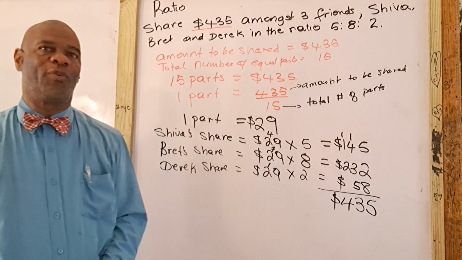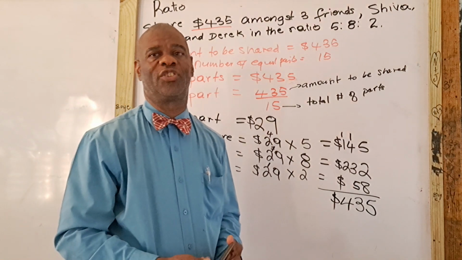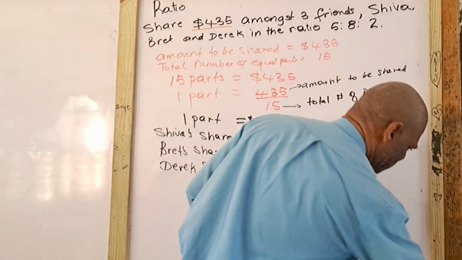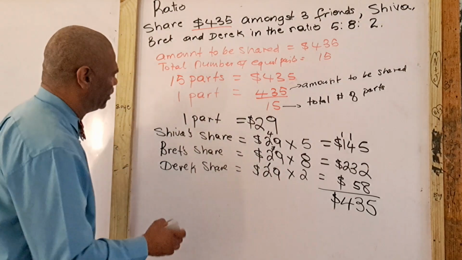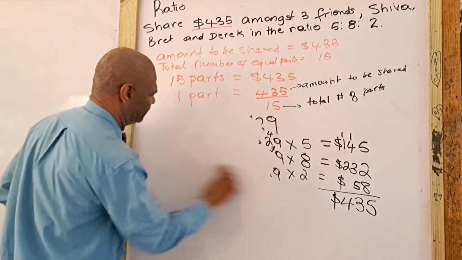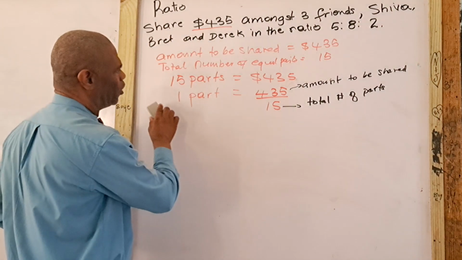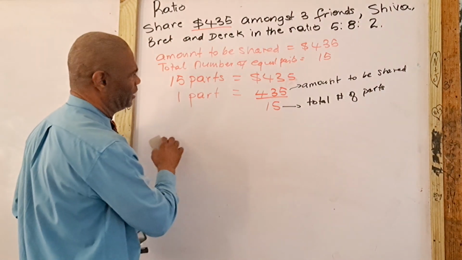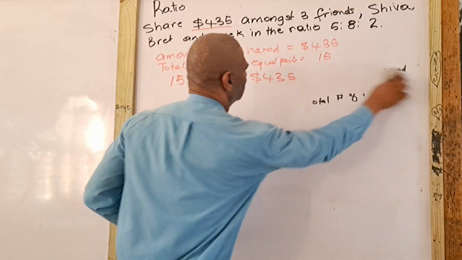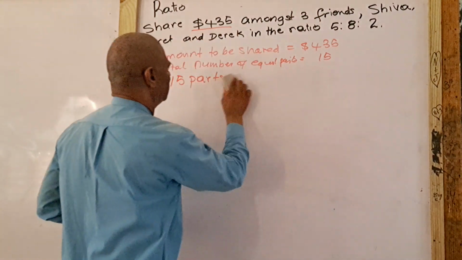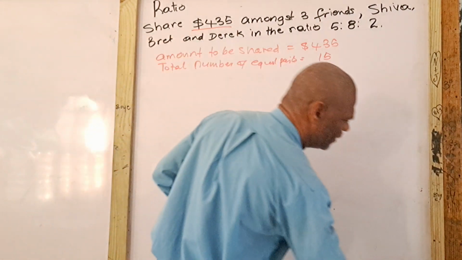Alright? Now, alternatively, we could have done this another way. Alright? Now, let's do that. So, let's erase all of this. Now, try and figure out how else we could have done it. Alright? Let's take off this. We can let that stay.